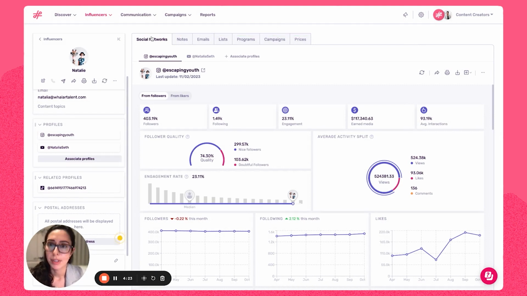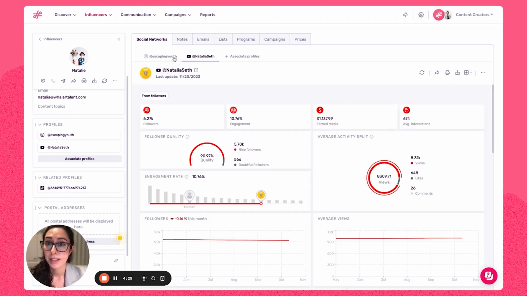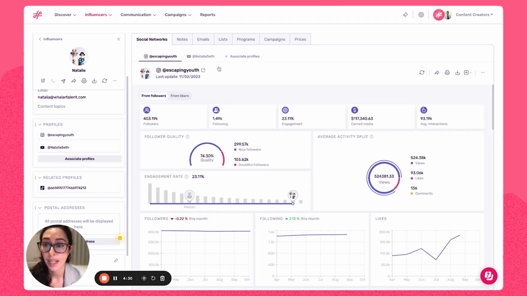So if I go to this tab called Social Networks, now I have two social networks to flip through, and I can see her KPIs for both. Now, let's start by looking at her Instagram. So up here, I can see that I have two options, from followers and from likers.